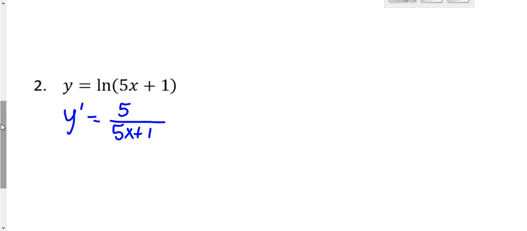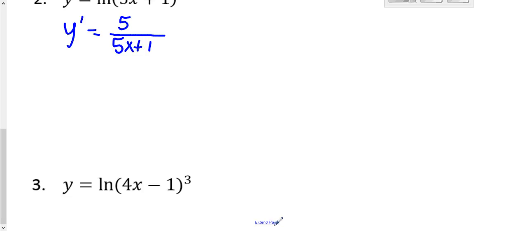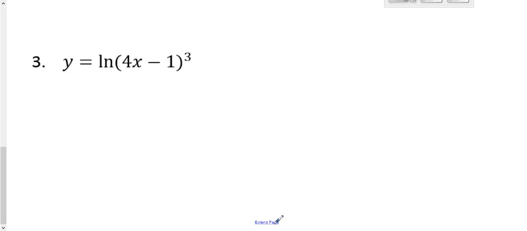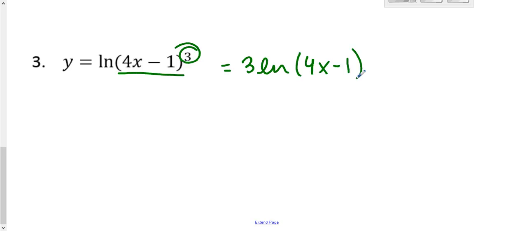Okay. And number 3, we have another ln. So in this case too, you can either bring down the 3 in the front, or you can use the chain rule and take the derivative. In this case, whenever I have a power on what's on the inside of the ln, then what I do is I just bring down the 3 first. So I can rewrite this as 3 times the ln of 4x minus 1.